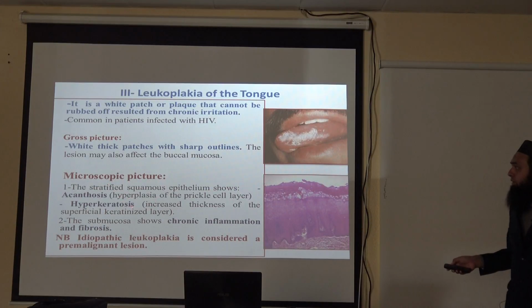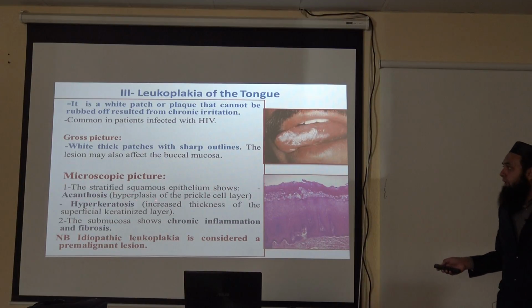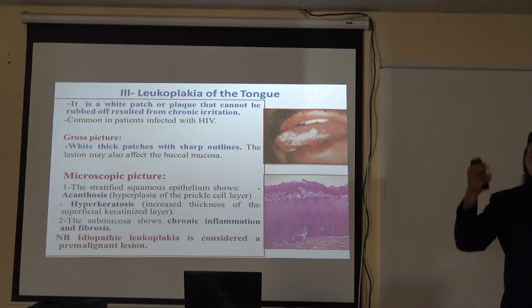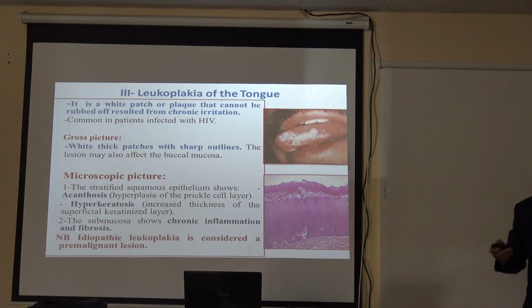And under the microscope, what will you see? The stratified squamous epithelium shows acanthosis. What is that? Hyperplasia of prickle cell layer. Or hyperkeratosis, increased thickness of keratin layer. Okay? And submucosa shows inflammation. So here the layer is very thick, so this thick layer is appearing like this white rounded lesion. Actually this keratin is more, and there is hyperplasia of the superficial layer. Underneath is inflammation.